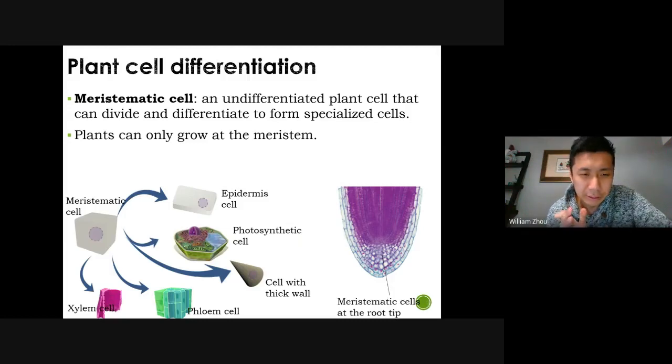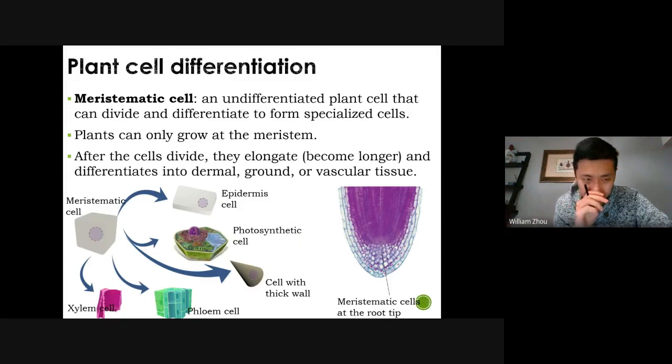Okay. And the meristematic cell, just like animal stem cells, they can become any type of cell in the plant. Okay. Yeah, I see you, Cameron.